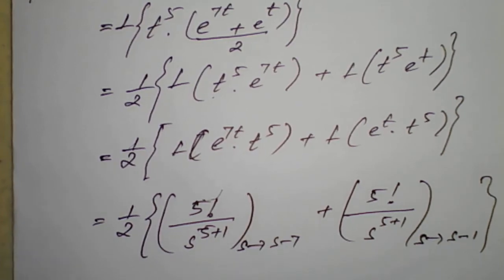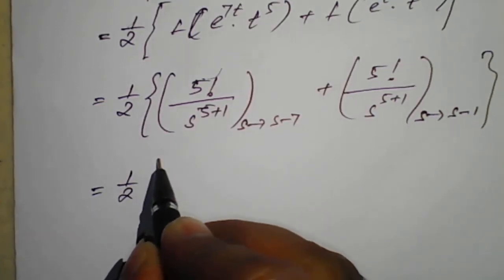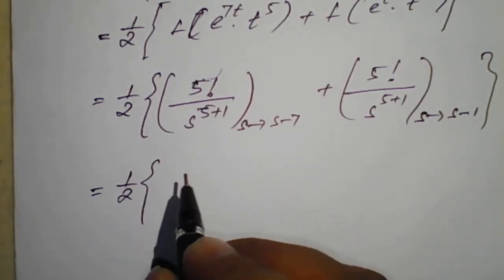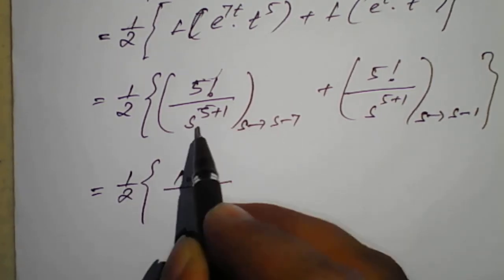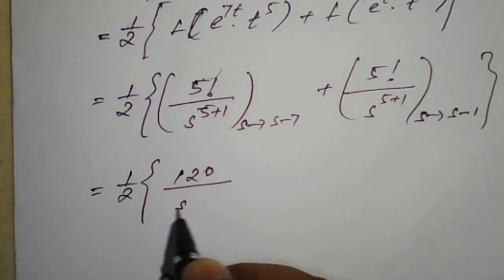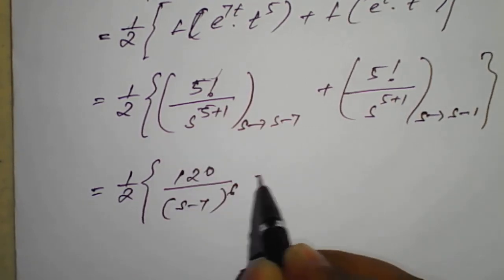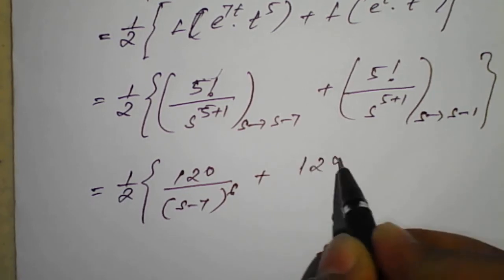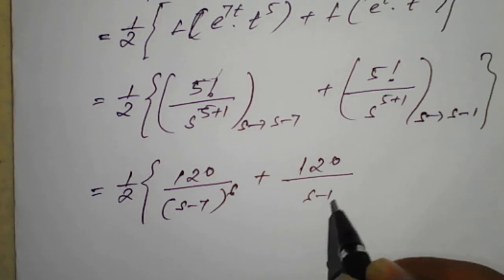So therefore it will be 1 by 2 times 5 factorial is 120 divided by, because of shifting property, s will be s minus 7, so s minus 7 raised to 5 plus 1 is 6. 5 factorial is 120 divided by, s will be changes to what here, s minus 1, so s minus 1 raised to 6.